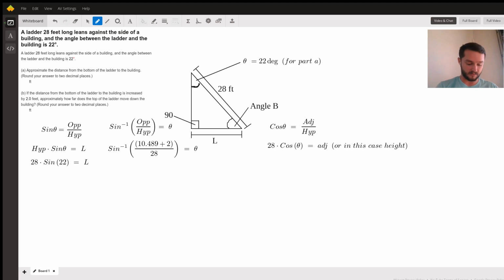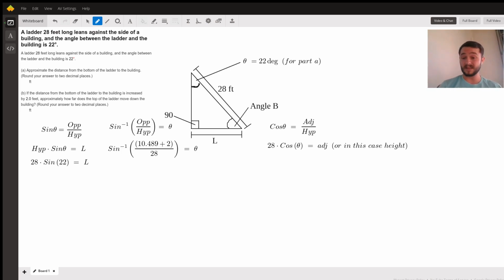Sine inverse of 10.489 plus 2, all divided by 28. 10.489 plus 2, in parentheses, divided by 28. And that's what it looks like on my calculator, so you can check my work. And we get that our new angle is around 26.489 degrees, or 26.49 if you want to round that last digit over.